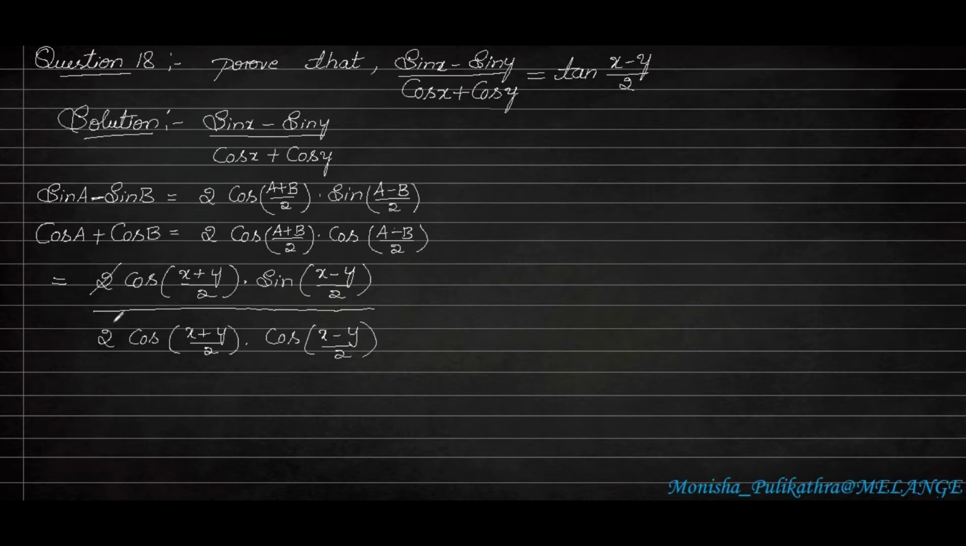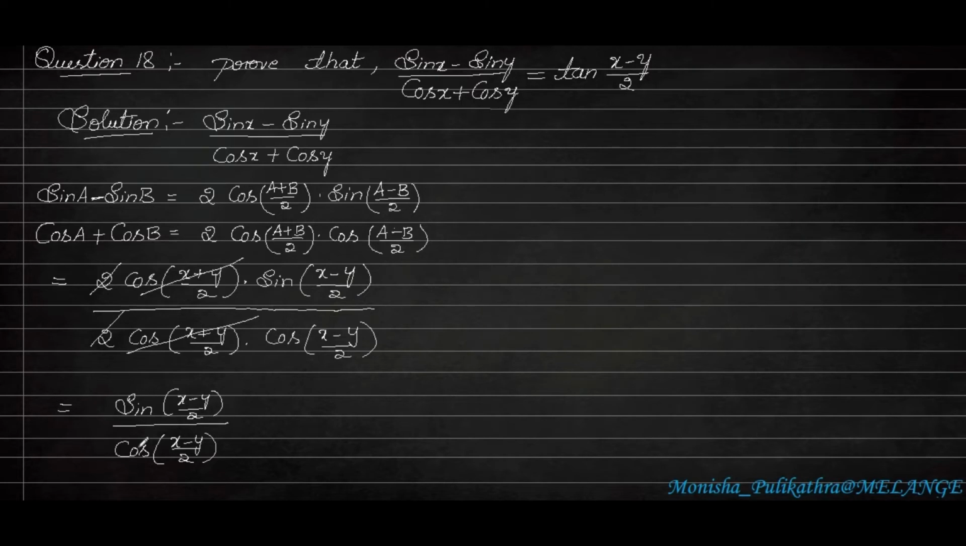So here 2 and cos (x plus y)/2 in the numerator and denominator are both the same. So these things cancel each other. The remaining will be sin (x minus y)/2 divided by cos (x minus y)/2.